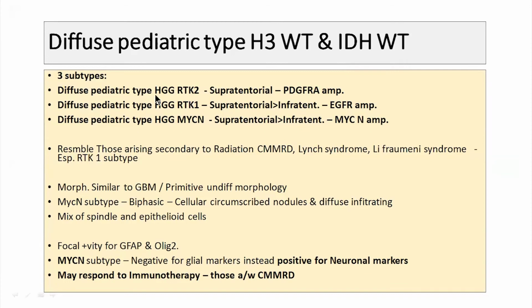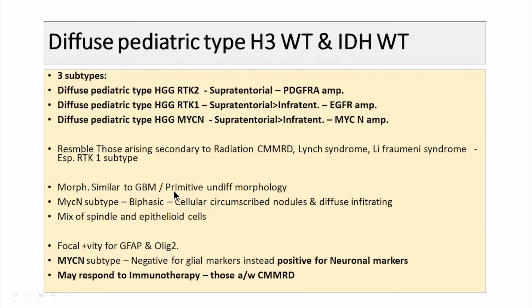And this is very important: these tumors resemble those arising secondary to radiation, or which show constitutional mismatch repair deficiency, those with Lynch syndrome or Li-Fraumeni syndrome. Especially the RTK1 type fits into this entity. But it is still to be proven whether these tumors are different from the H3 wild type and IDH wild type, or whether they belong to the same entity.